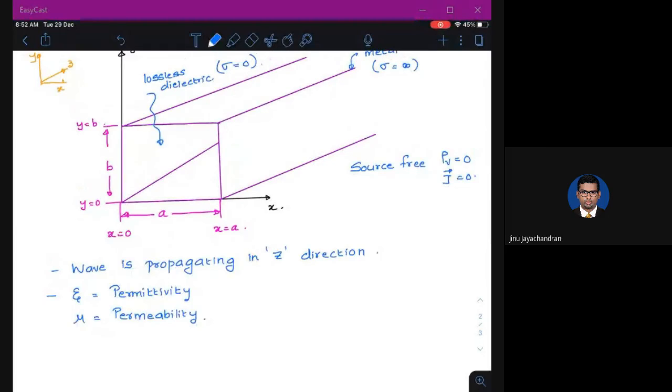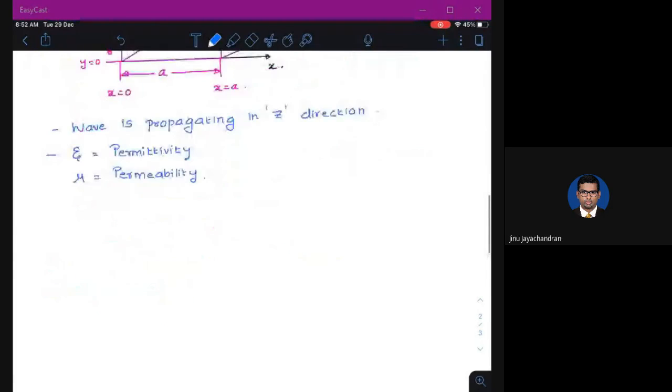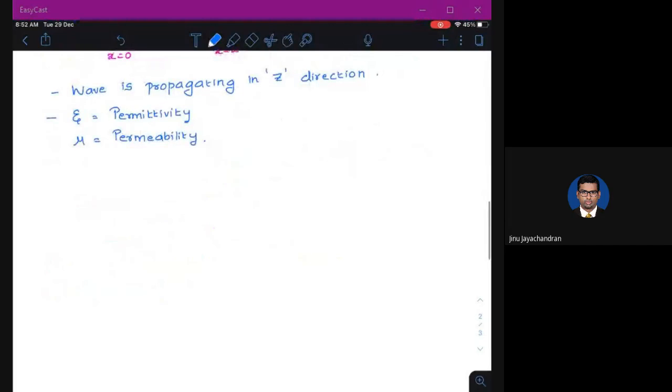Now we will start with Maxwell's equations, and we are going to use the phasor form. So consider Maxwell's equation in phasor form, which is del cross Es is equal to minus j omega mu Hs. This we have already derived.